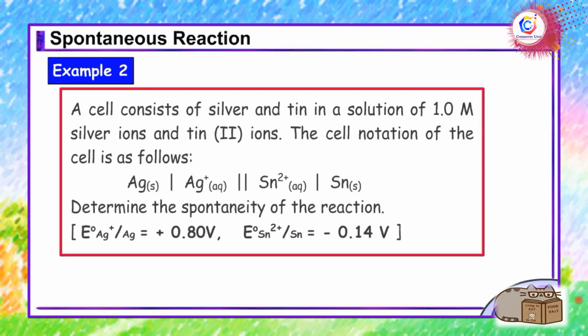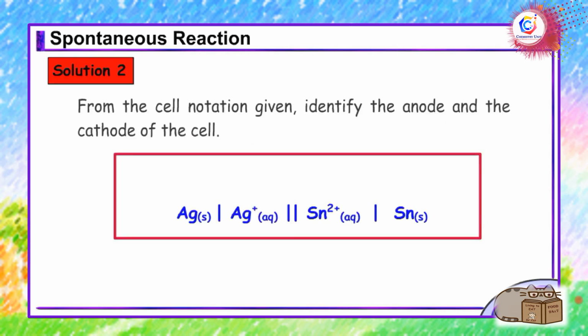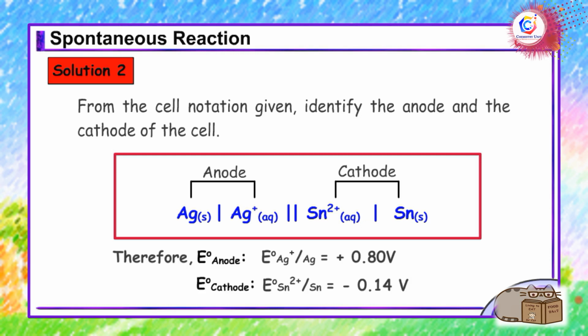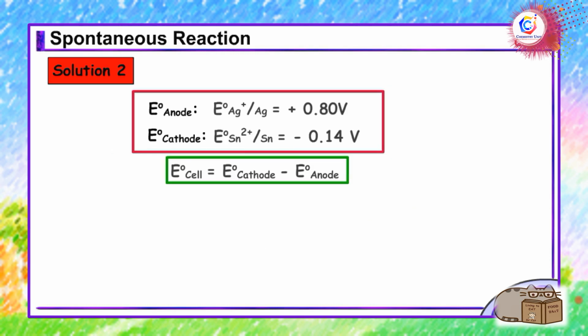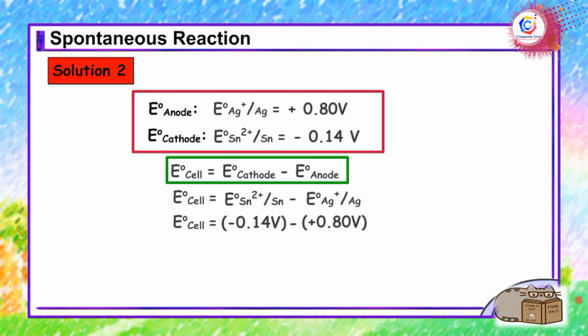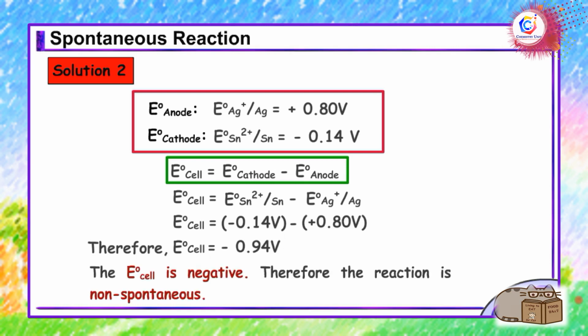Now, let us consider the following example. From the cell notation given, identify the anode and the cathode of the cell. Then, calculate the standard cell potential. Since the E0 cell is negative, the reaction is non-spontaneous.